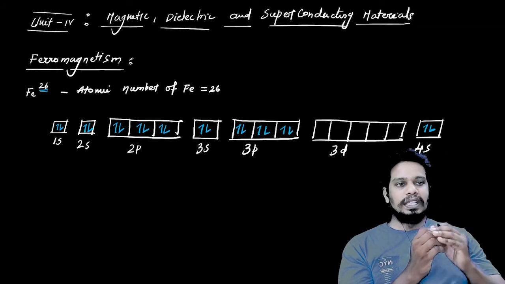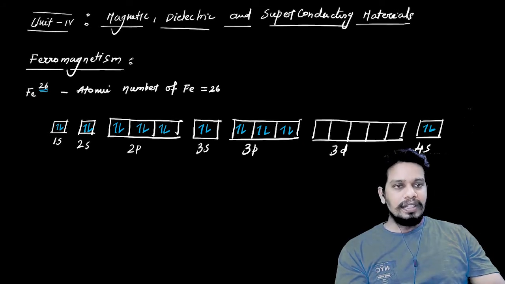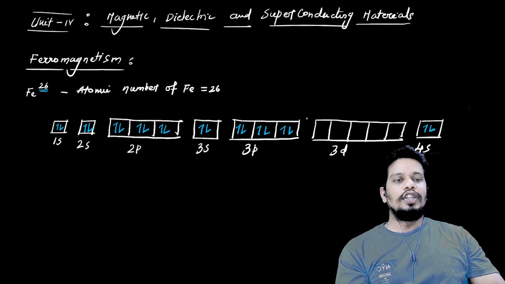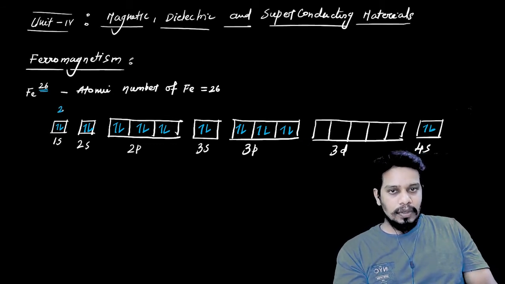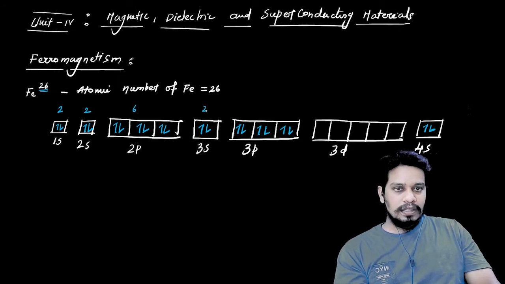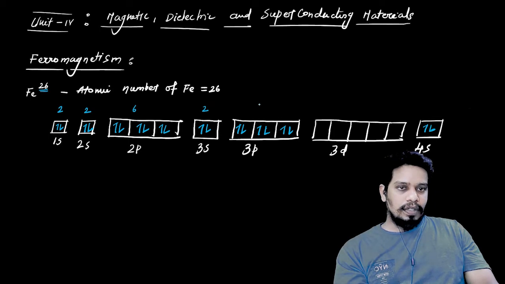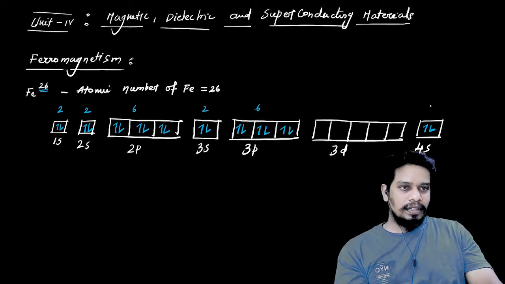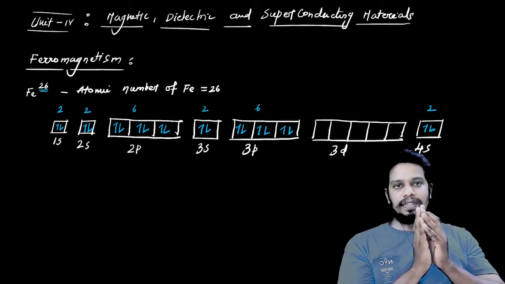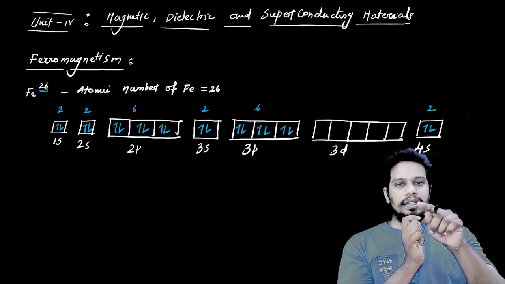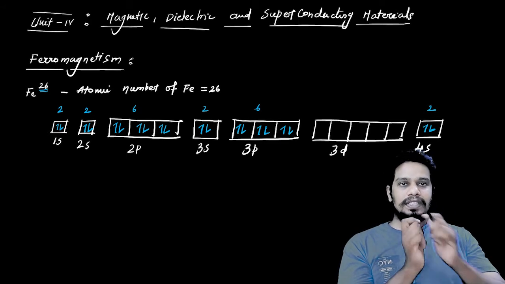So it will go next level is 4s. Then the remaining electrons we need to fill in the 3D orbital. Here how many electrons filled? 2, 4, 4 plus 6, 10, 12, 12 plus 6, 18, plus 2, 20. Almost 20 electrons we filled in.